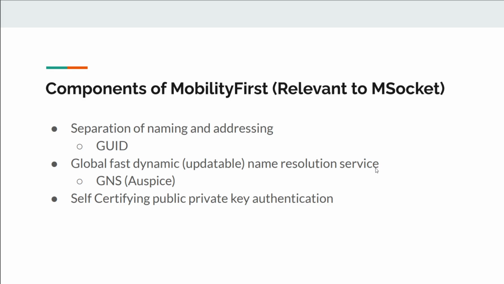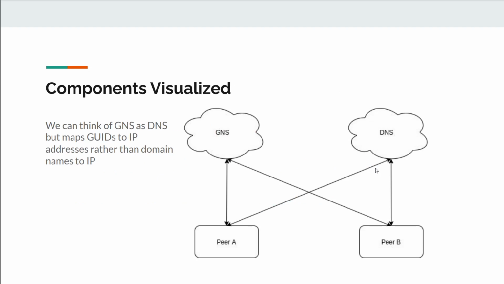Lastly, they use self-certifying public-private key authentication. I'm not going to go very far into this, but it allows you to authenticate the peer and confirm that it is the original peer. We can visualize these components here. Peer B might go up to the DNS server to map a domain name down to an IP address or a GUID, and then that will go to the GNS server to map it down to an IP address so it can connect to peer A. We'll see how these play into the mobility situations with the MSocket library.